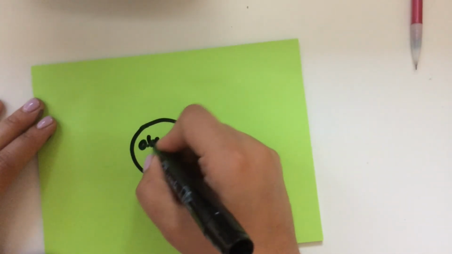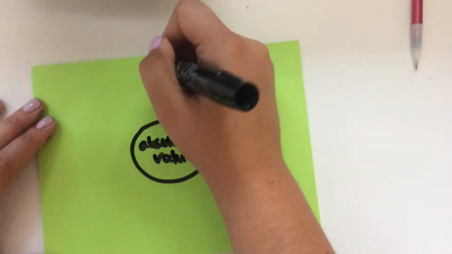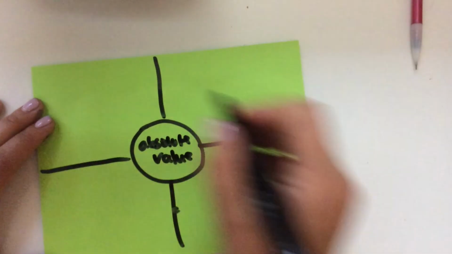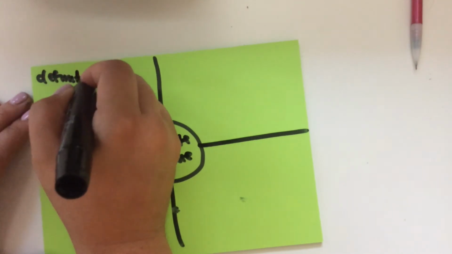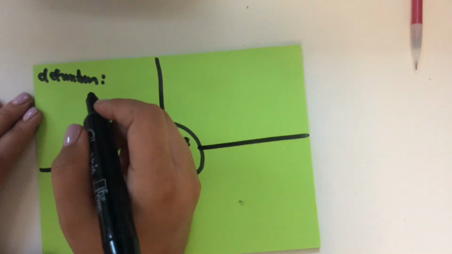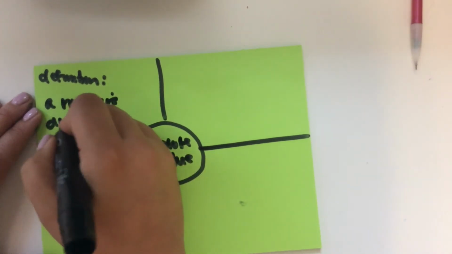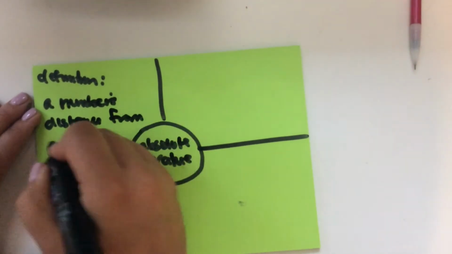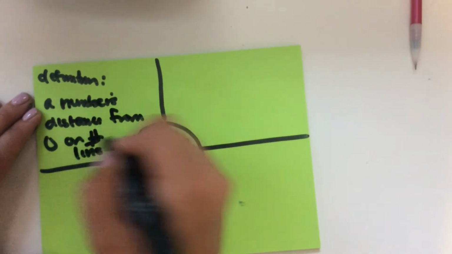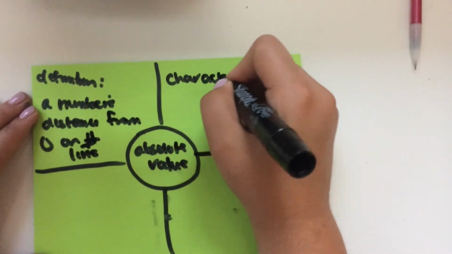Okay, next turn to page A in your glossary, and the next vocabulary word is absolute value. In the top left corner, our definition of absolute value is a number's distance from 0 on a number line. In the top right corner, characteristics, I can put in the symbol for absolute value, which looks like two parallel lines with a number in the middle.